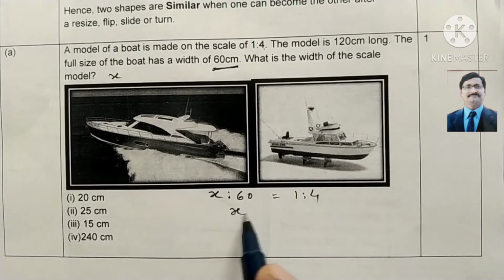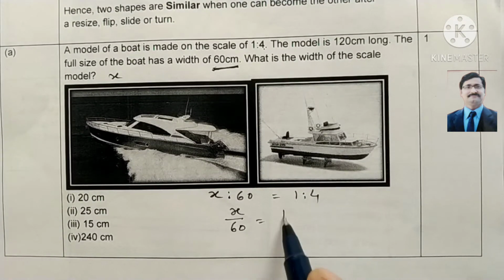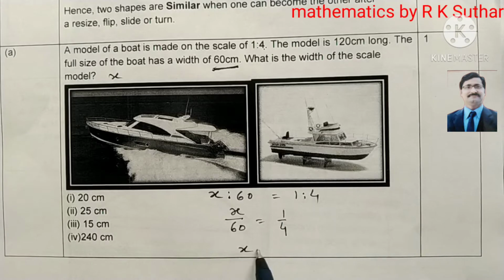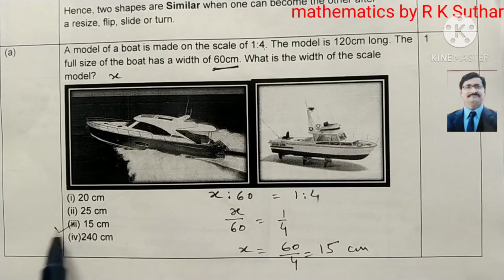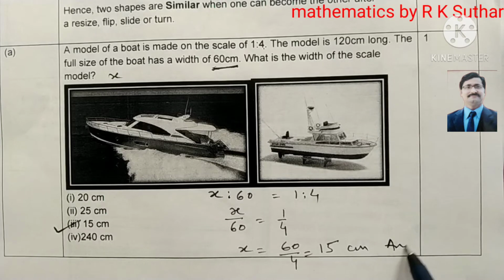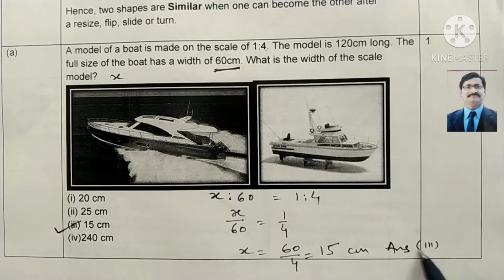So we can write here x upon 60 equal to 1/4, means we can write x equal to 60/4, means we get here 15. So here this is 15 centimeter is the answer. All of you write this answer is here third. Okay, this is 15 centimeter.